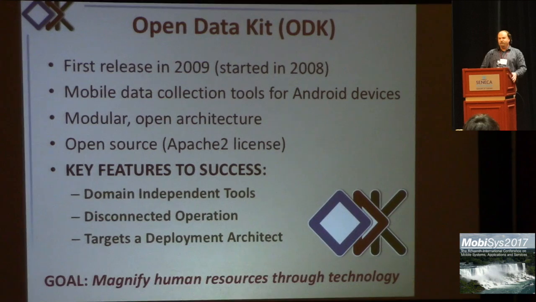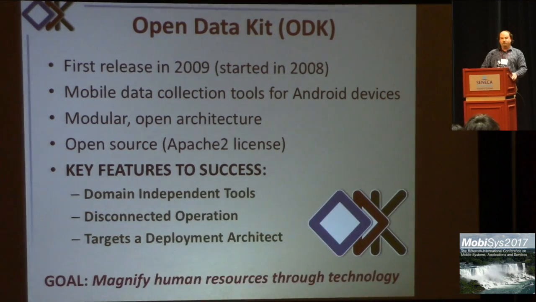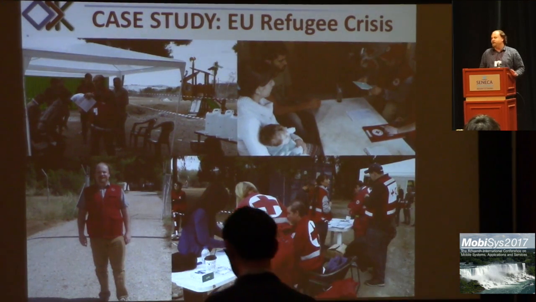And so when people ask me quickly what the successes of Open Data Kit are, I often point to three things. It started in 2009. It's domain-independent tools, which means we always have at least 5 to 10 domains we're targeting at once when designing it. We focus on disconnected operation, and we target that deployment architecture. And then we had a lot of great success with Open Data Kit 1, and then everyone's basically like, this is great, we want more, which is where Open Data Kit 2 came in.